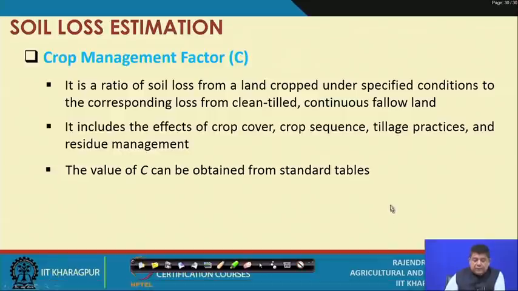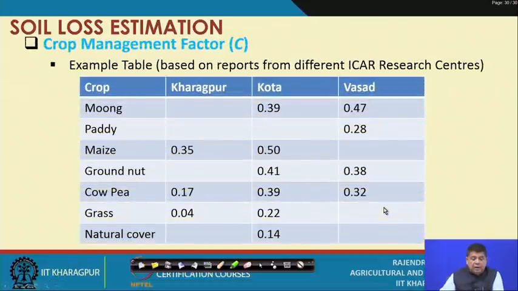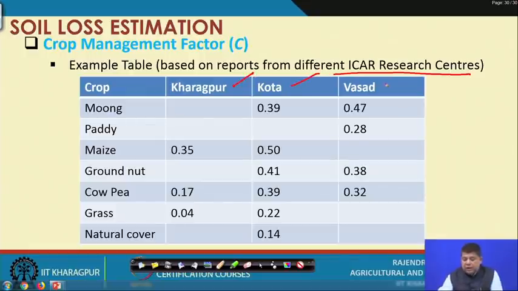For example, this is a table here which is based on reports from different ICAR research centers. The values of C are there, for example, for Kharagpur Research Center, Kota and Vasad. These are the values for maize. For example, the value is 0.35 in Kharagpur, 0.5 in Kota, and for cowpea the values are 0.17 in Kharagpur, 0.39 in Kota and 0.32 in Vasad in Gujarat. So, that is the way you can refer to the values of C from standard literature.